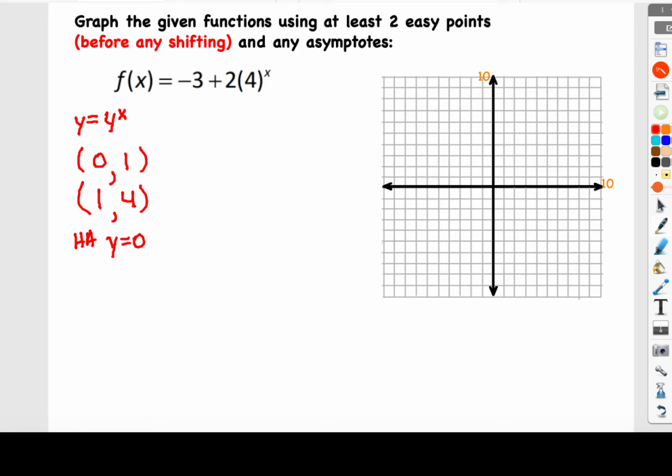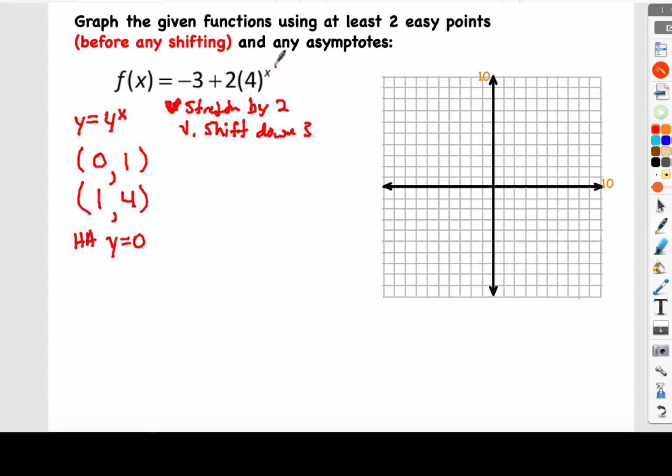Now let's transform this thing here. We've got to multiply by 2, so that comes before addition, right? So we're going to say that that's a vertical stretch by 2, since it's outside the function. And then we're also going to add -3. So we're going to vertically shift. If you add -3, it's going to go down 3 units.